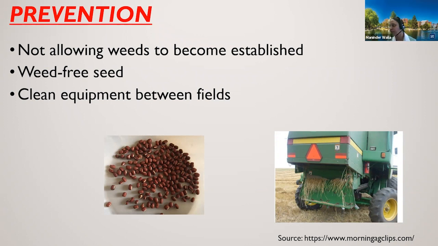next field. And this is the image showing the combine. The back end of the combine shows how easily plant materials are lodged. And when we move to the next field, we'll definitely have some weed seeds in there. We will be planting those along with the crop.